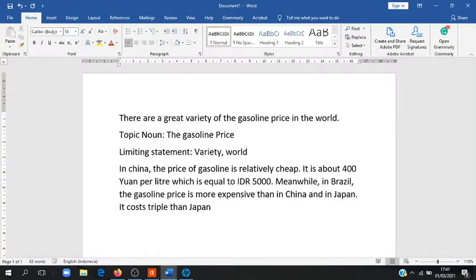So you add it. Tidak akan mengubah main idenya. It costs triple than Japan and, sorry, and add the connector, yeah, it costs six fold, fold kelipatannya 6 kali lipat. Then China. Okay, full stop.